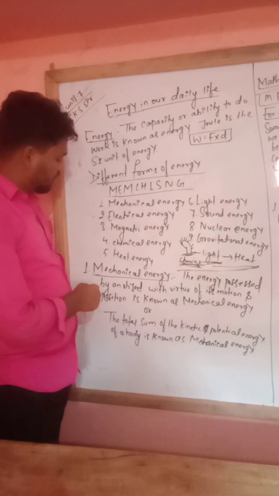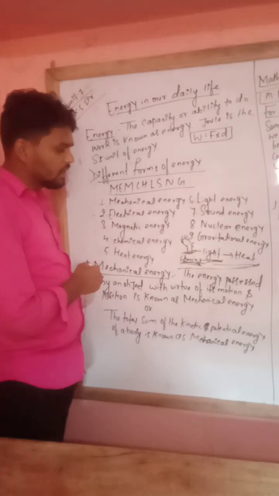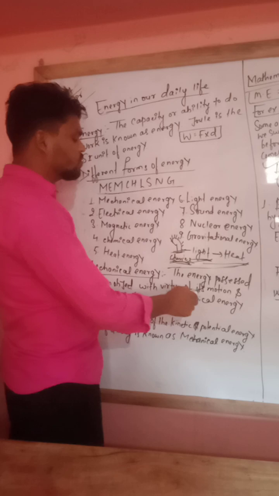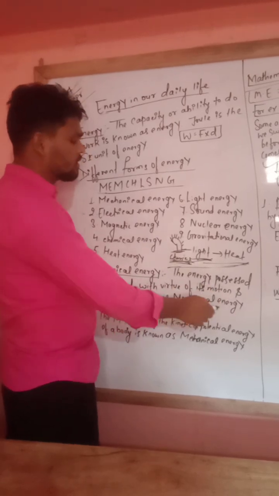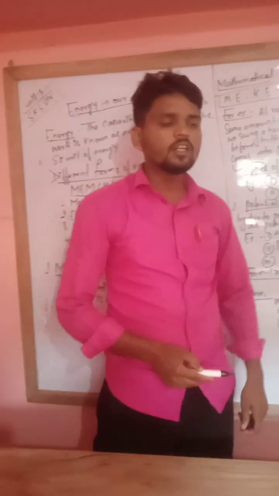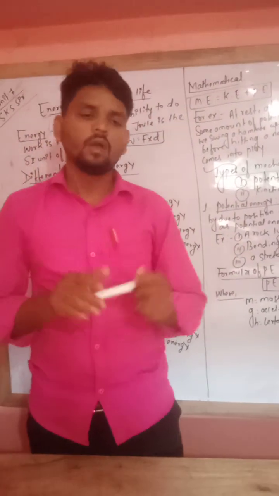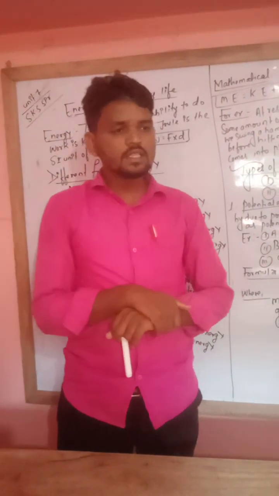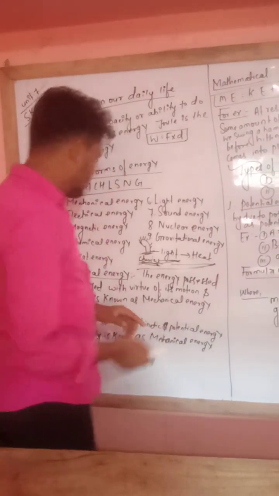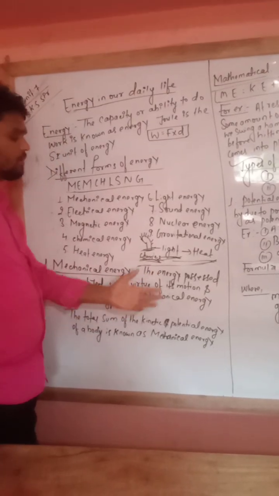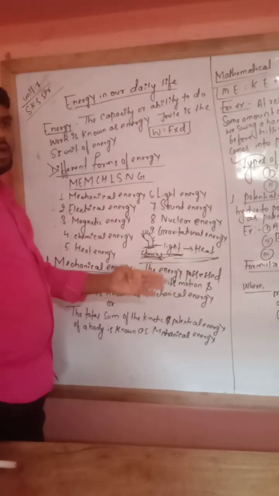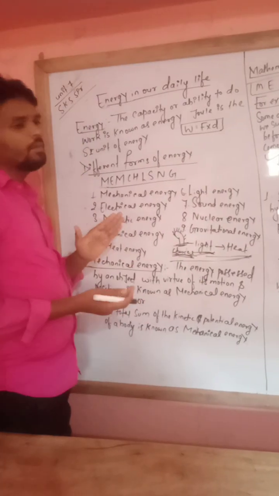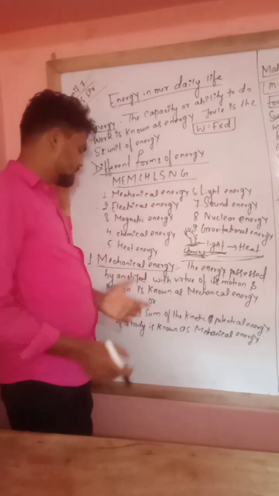The next one is mechanical energy. Mechanical energy means the energy possessed by an object by virtue of its motion and position. Mechanical energy means there is a combination of potential energy and kinetic energy. The body may be in position or the body may be in motion. This is a combination of kinetic and potential energy.